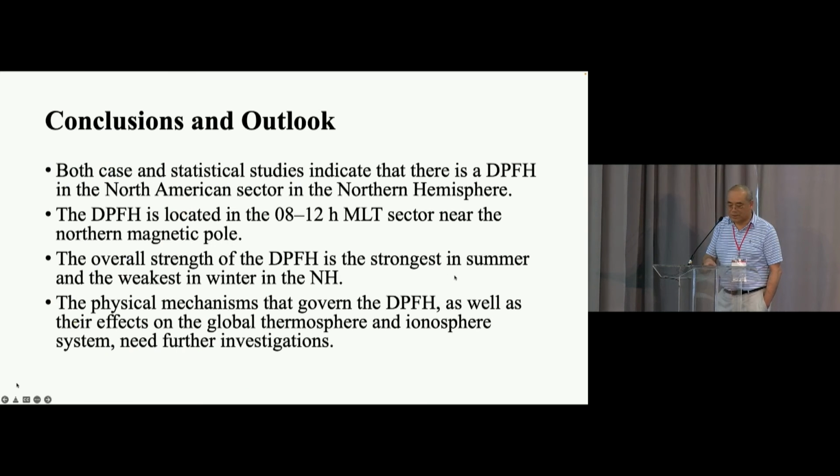Move forward. So this is the conclusion. Basically, both the case and statistical studies indicate there's a hotspot in the North America sector in the northern hemisphere from the DMSP observation of Poynting flux, and it's located at magnetic local time 8 to 12, near the northern magnetic pole. The overall strength is the strongest in summer and the weakest in winter.